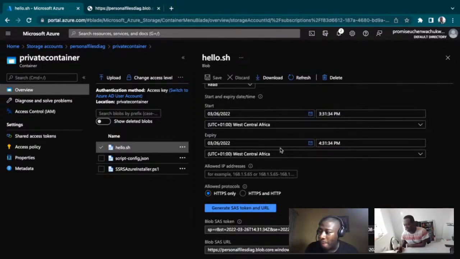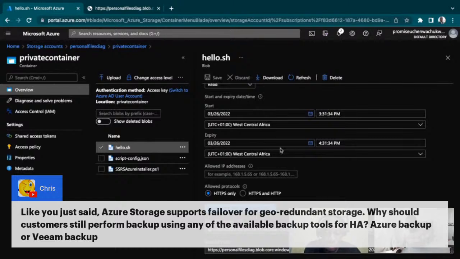Before you move on, I have a few questions around where you are at the moment. So I just want to bring it up so that we can just give answers to that. So Chris says, like you just said, Azure Storage support failover to geo redundant storage. Why should customers still perform backups using any of the available backup tools for high availability, like Azure Backup or VM backup? Okay. Thank you very much for this question, Chris.